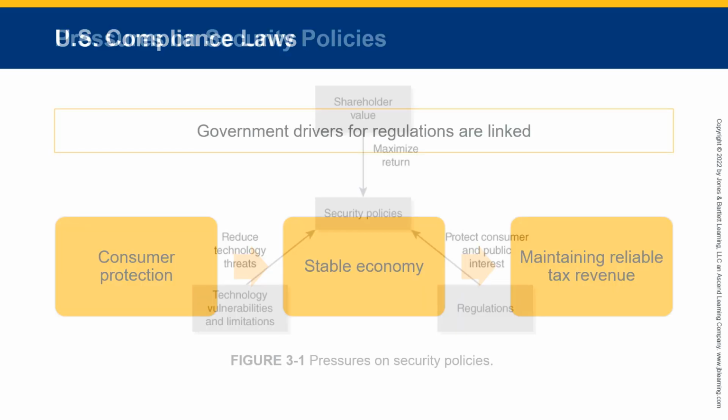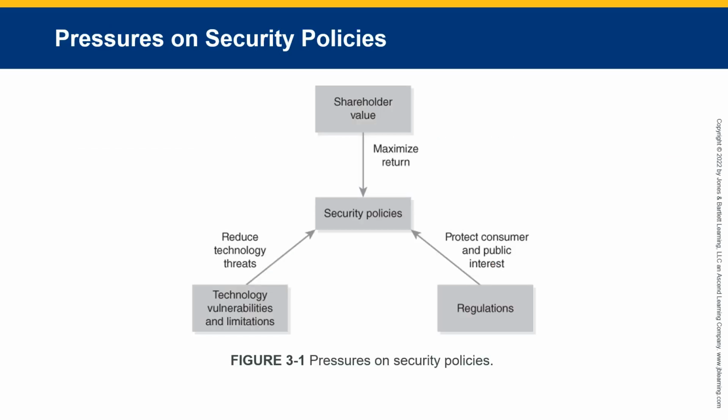A brief look here at pressures on security policies. You have the shareholder value, which maximizes return, and then the security policies help ensure these different legs of this chart, for example, technology vulnerabilities and limitations, and to protect consumer and public interest through regulations. So the regulations and the technology vulnerabilities and limitations, they all contribute back to the security policies, and then the security policies back to the shareholder value.